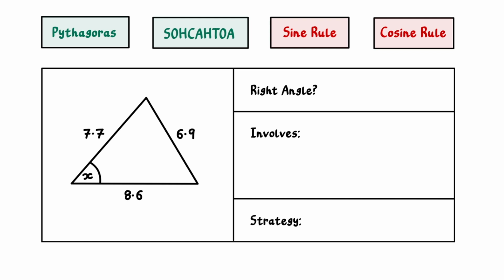In this triangle, we have the 3 sides labelled as 7.7, 6.9 and 8.6. One of the angles is marked as x. So, which of our 4 strategies is suitable here? Well, first we should check for the presence of a right angle, and this triangle doesn't have one. Immediately, this restricts our possibilities to either the sine rule or cosine rule.